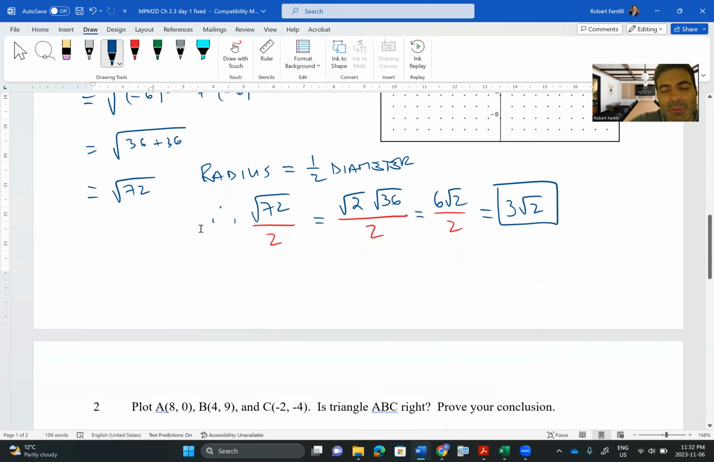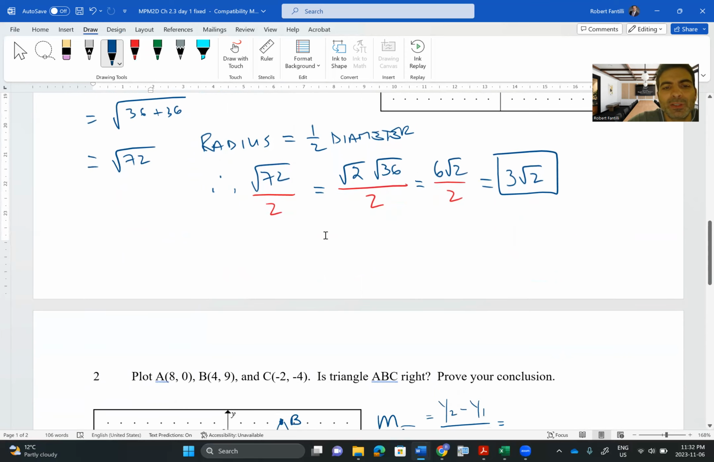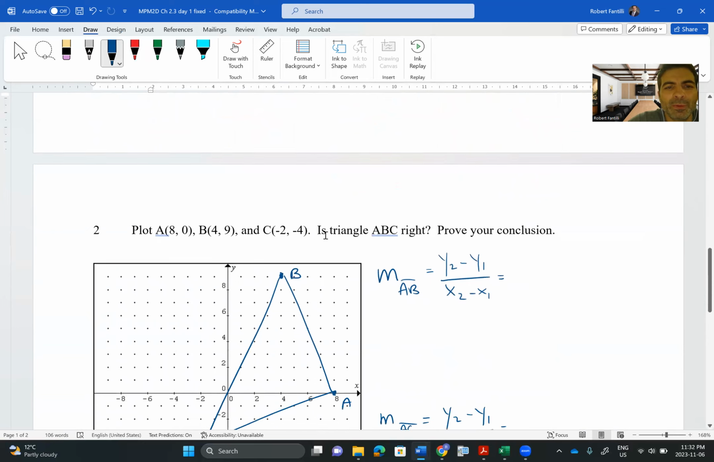If you have more questions about that, we can look at some more examples. But just keep in mind that when you're looking at the answer key, you may get a simplified radical as your final answer. All right, next question.